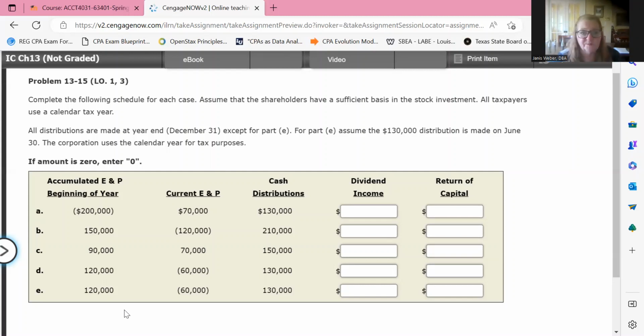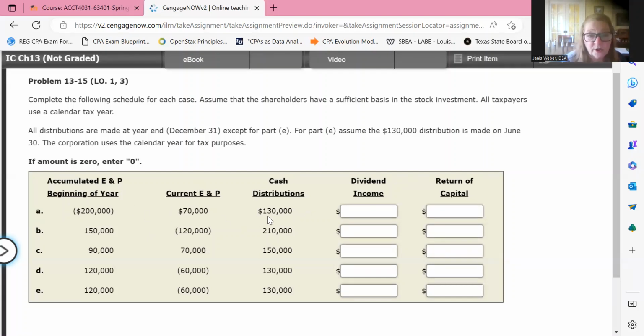All right, so $130,000 in June is the anomaly. The rest of them are all at the end of the year. If you look at it, they gave you the beginning earnings and profit, they gave you the ending earnings and profit, they gave you the distribution amount, and they want to know how much is dividends.